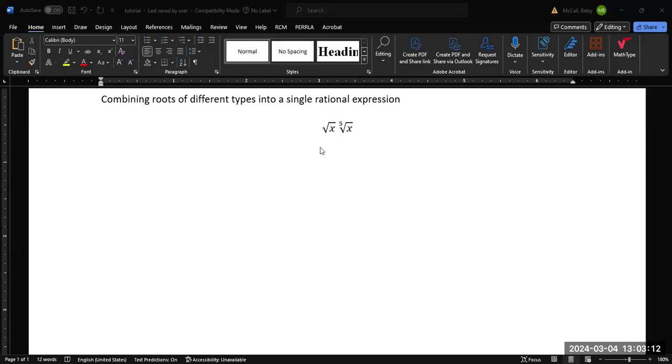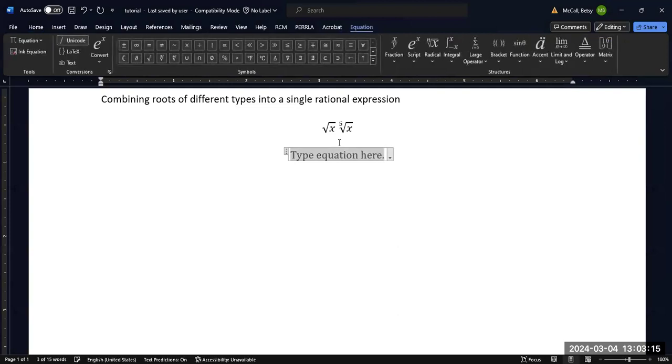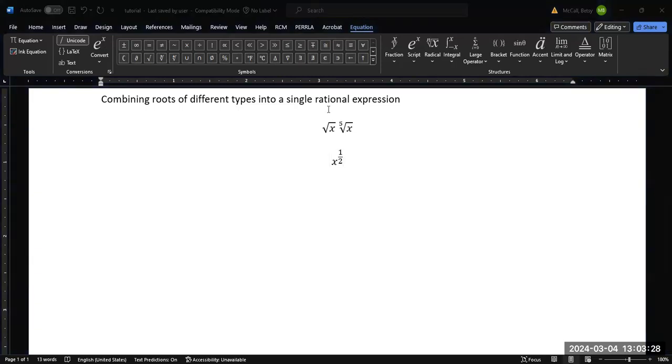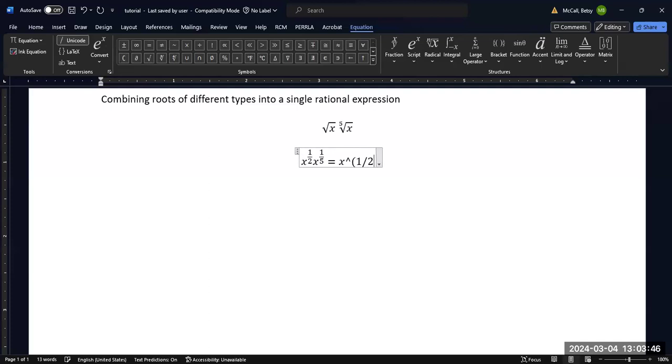So the way that we're going to proceed for this is we're going to first rewrite our expressions as fractional exponents. So we're going to have x to the 1/2 power for the square root. And then we're also going to have x to the 1/5 power for the fifth root of x. Now, when you have numbers with the same base being multiplied together, then you add the exponents. So then this will become x to the 1/2 plus 1/5.